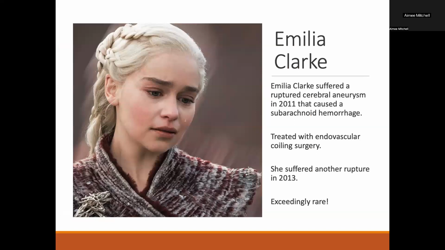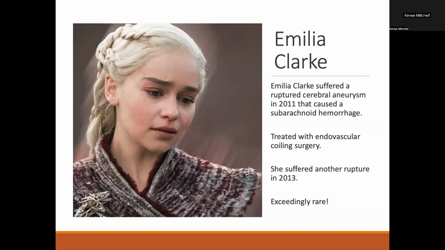Did you guys know that Emilia Clarke actually had 2 ruptured aneurysms, and she had suffered subarachnoid hemorrhage? So she almost died twice. And it's really rare that this even happens in a person this young. She was in her 20s while she was filming Game of Thrones.